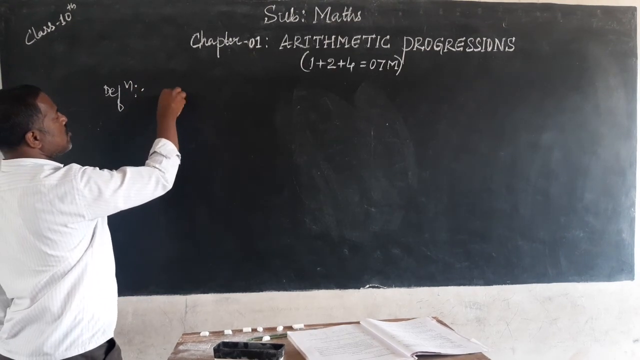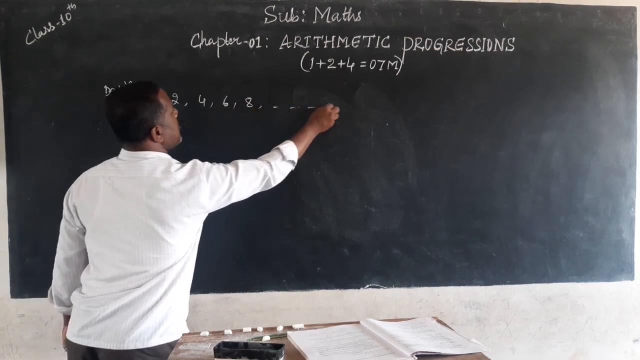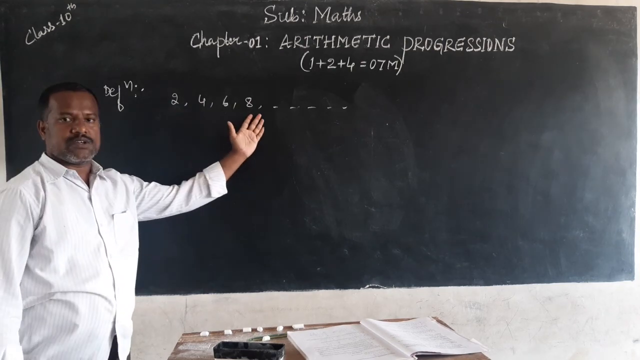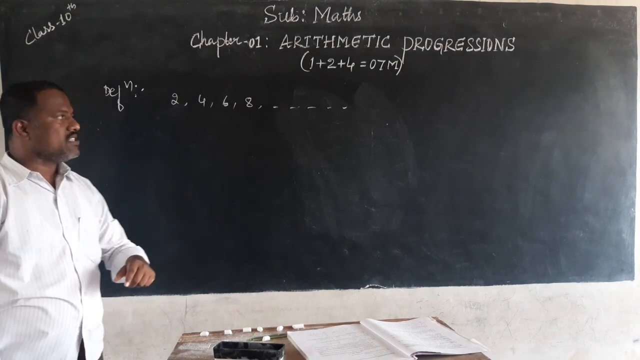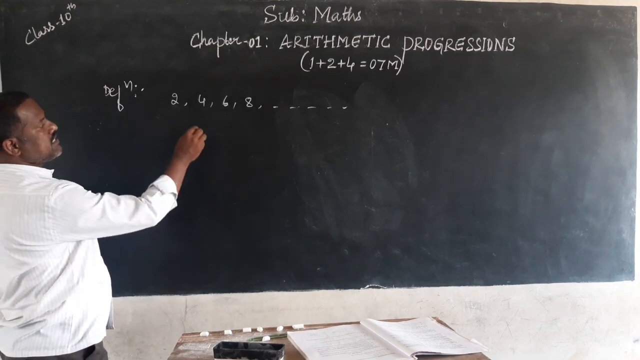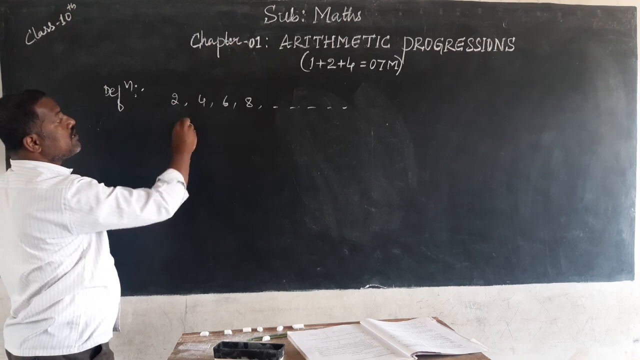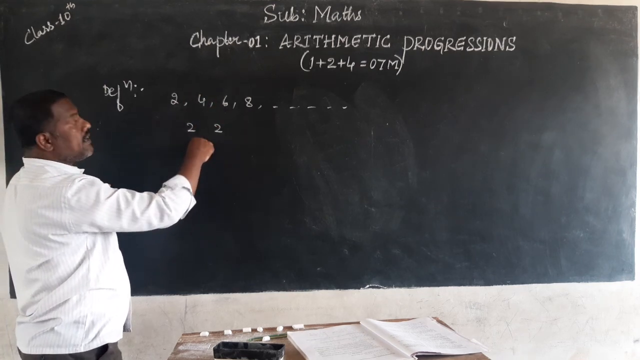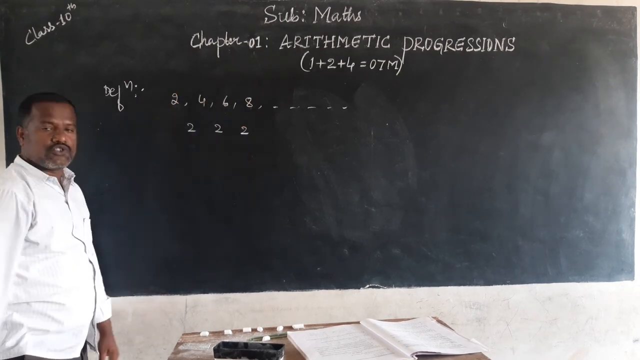Say for example, 2, 4, 6, 8, ... See students, these are numbers which are in arithmetic progression. If you take the difference, the difference between the second number and the first number is 2. The difference between the third number and the second number is also 2. The difference between the fourth number and the third number is also 2.